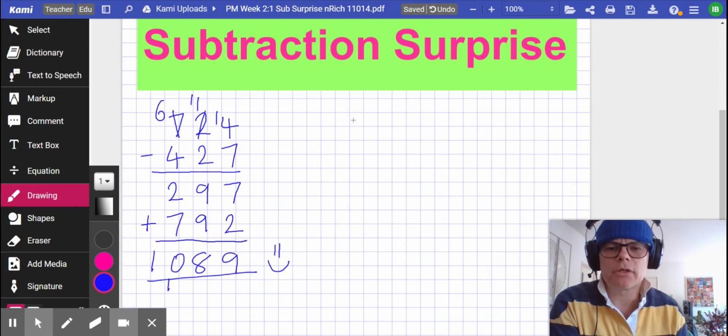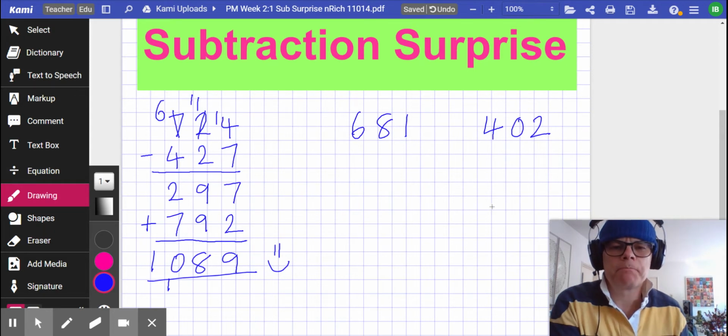I'll give you a couple to start with. Let's go for 681. Could you follow the same method? And let's go for 402. Follow the same method. Pause the video now. See what you get when you follow the same method. So reverse, subtract. Once you get your answer, reverse and add. See what answers you get for these two numbers. Pause now and then have a look back in a moment when you think you've got an answer.